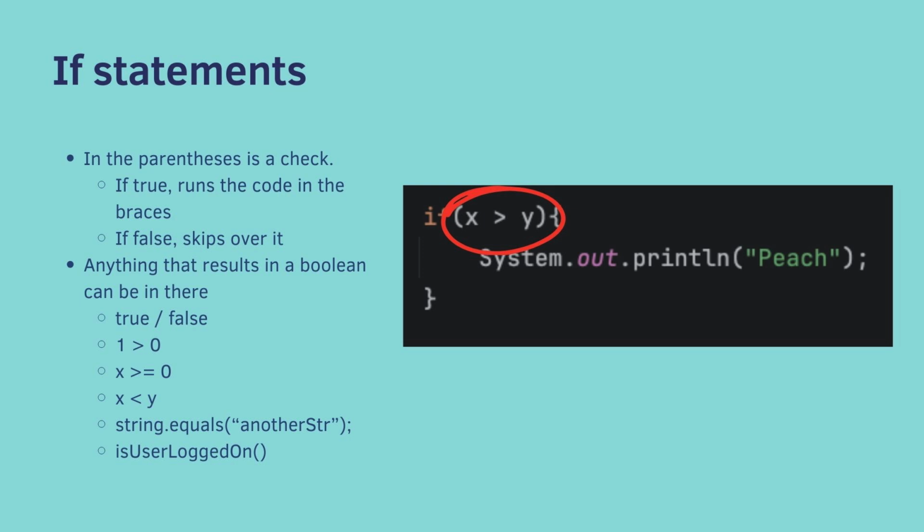You can put anything that results in a Boolean in there. So you can literally put true or false, even though you shouldn't do that. You can put 1 is greater than 0, which results in true. You can do x is greater than or equal to 0. You can do x is less than y. You can do string dot equals another string. Or you could even call a method. So anything that eventually results in a Boolean can be put inside the parentheses.